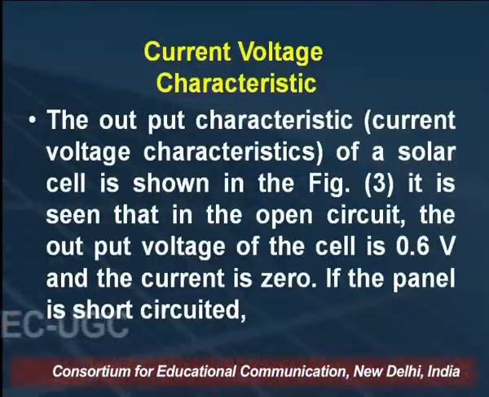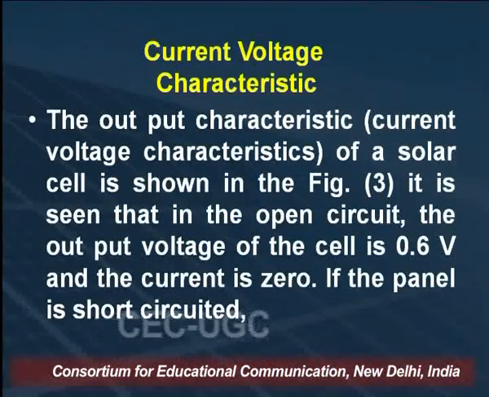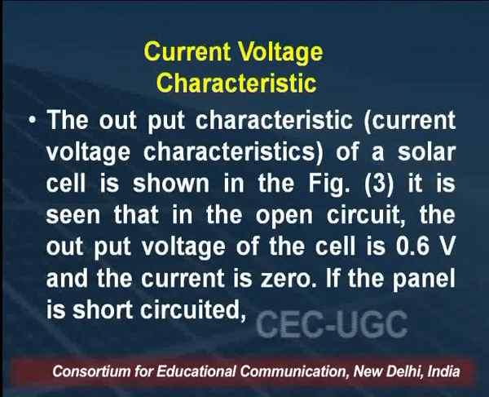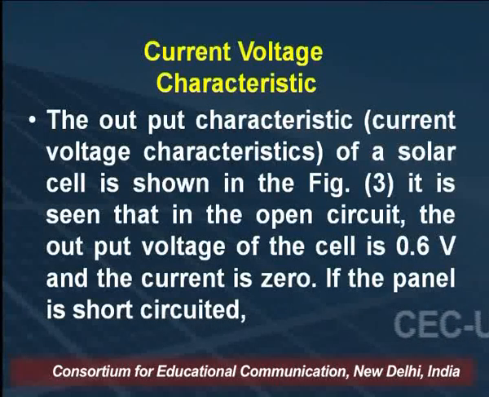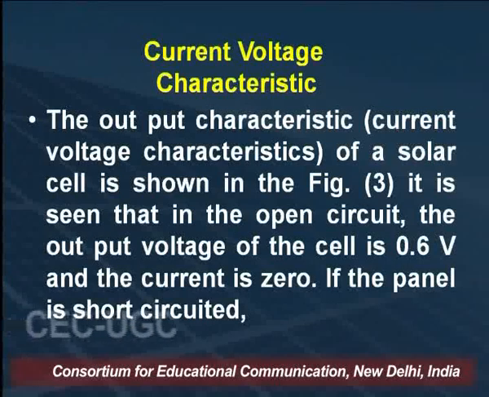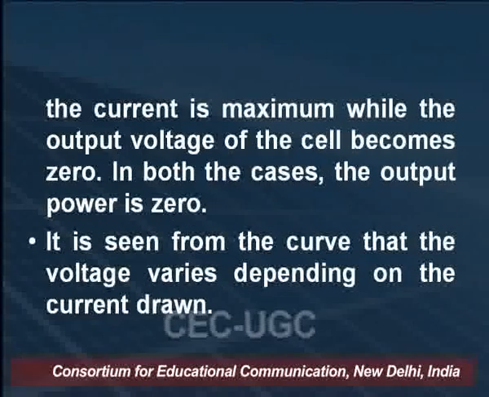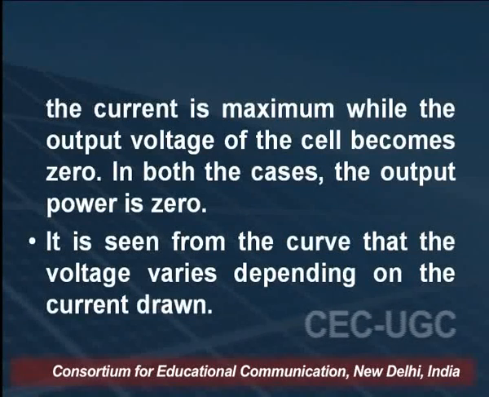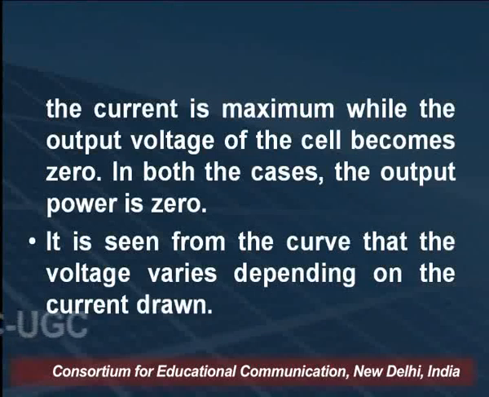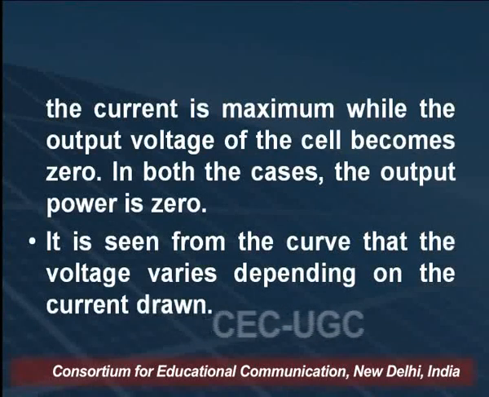The next experiment is the current-voltage characteristic. This is a very important aim. The output characteristics, the current-voltage characteristics, we can find out by first getting the open circuit voltage. The output voltage of the cell is 0.6 volt and the current is 0. When the panel is short circuited, the current is maximum while the output voltage of the cell becomes 0. In both cases, the output power is 0.